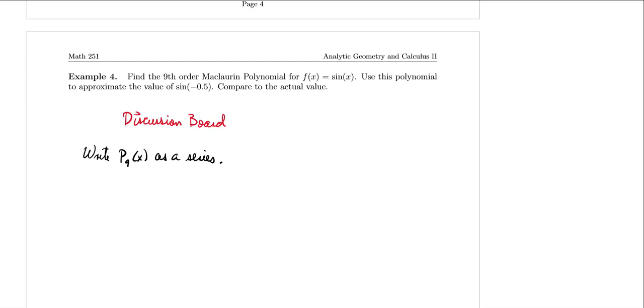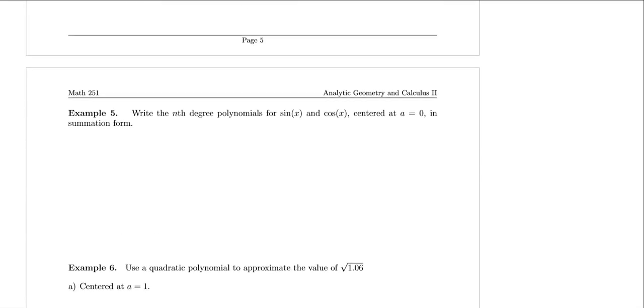Now, the next example asks us to find the nth degree polynomial for the sine of x and cosine of x centered at a equals 0. Lucky for us, we already did the cosine. I'll let you try the sine on the discussion board, as I just mentioned. But for the cosine, we're going to get the following. The cosine of x is the same thing as the series as k goes from 0 to n of negative 1 to the k times x to the 2k divided by 2k factorial. Now the sine function, it's up for you to find out.